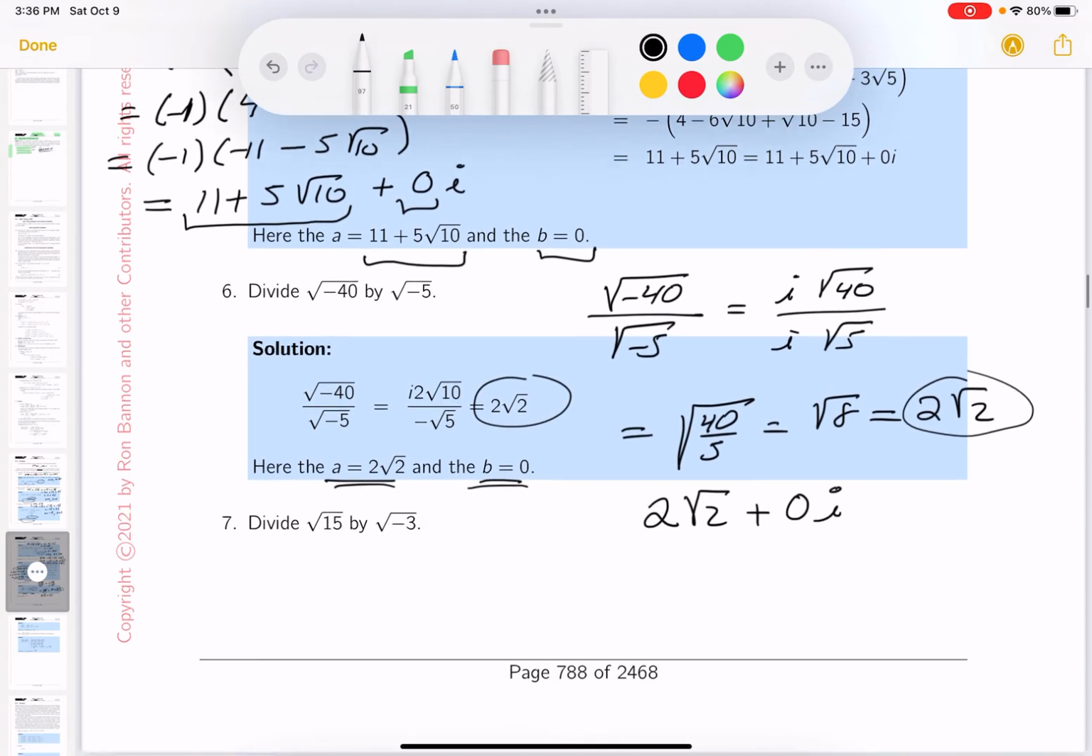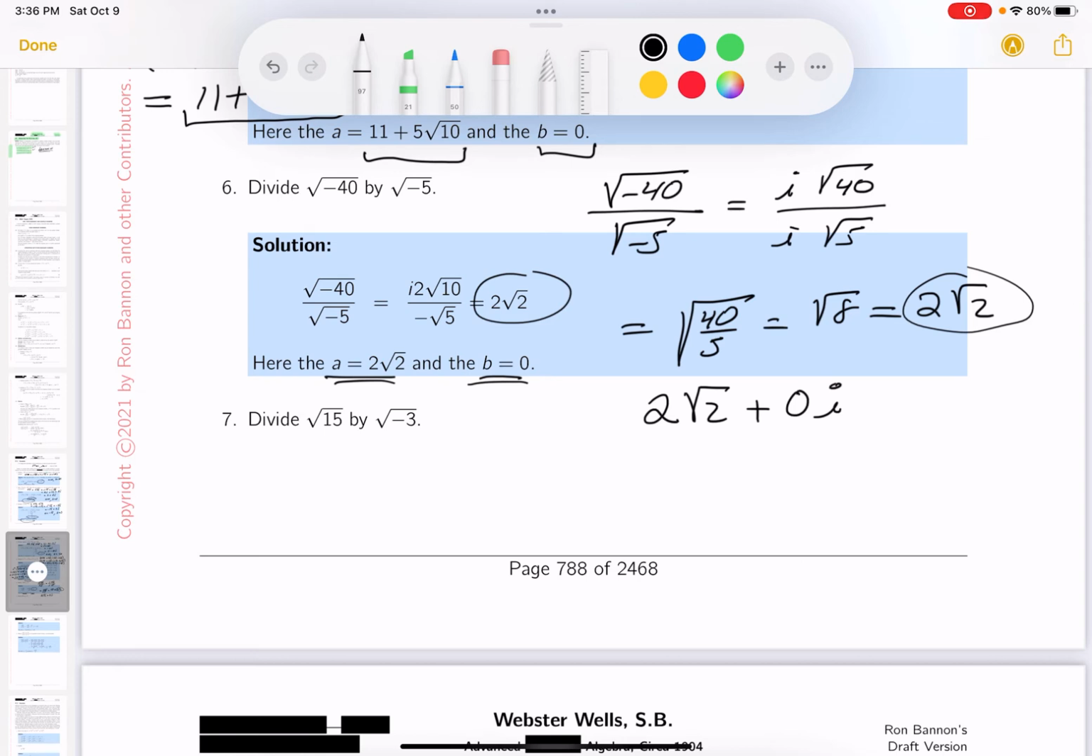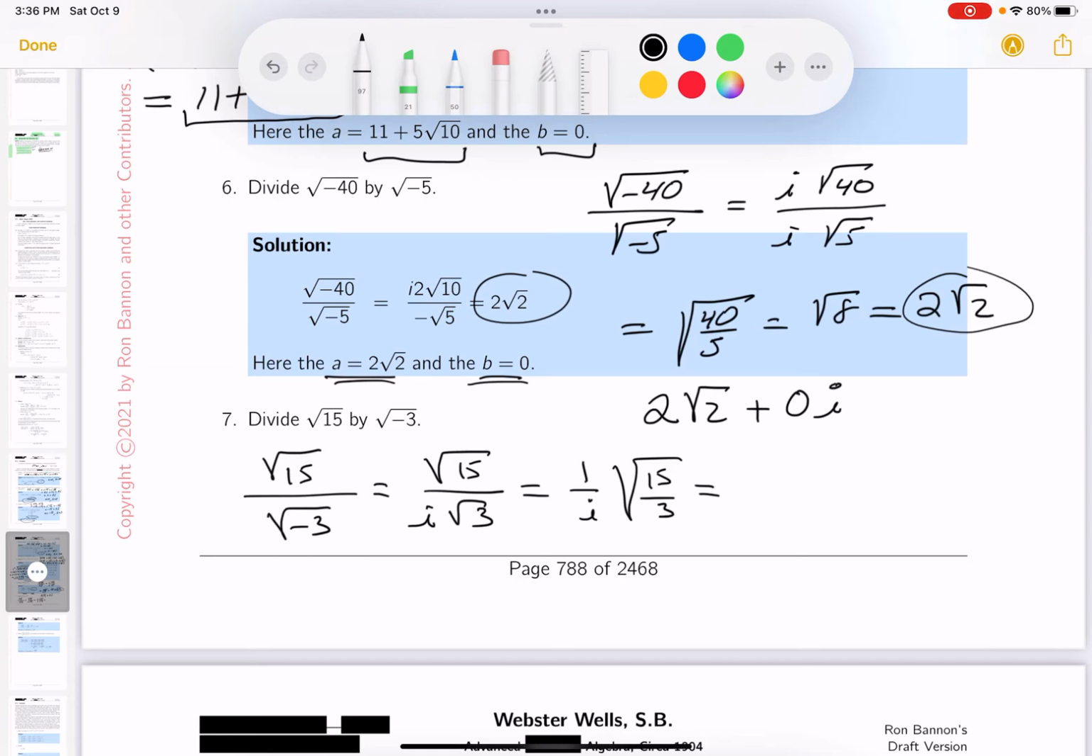Everything's done. Let's do number 7. It says divide root 15 by the square root of minus 3. Again, we got to do the i's first. That would be i root 3. The next thing I would do, I would see 1 over i. We'll worry about that later. 15 over 3. What do you get over here? Well, you get root 5 over i.